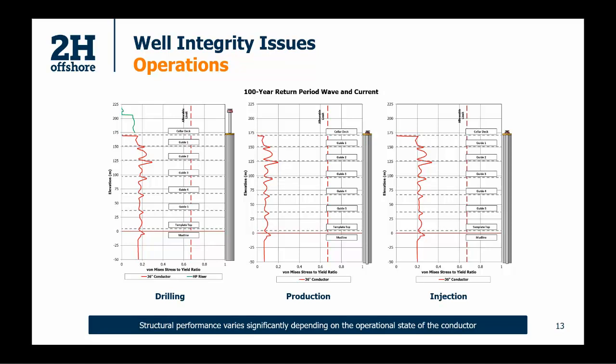As we move towards injection, it's the opposite, so we've actually increased the stress utilization, and that's because it's the opposite of production. As you have the cold loads, the casing contracts and is essentially pulling down on the wellhead, further compressing the conductor.